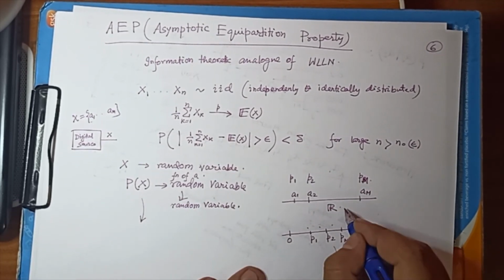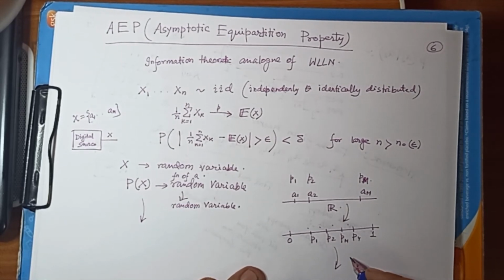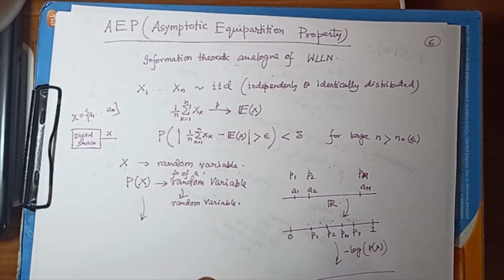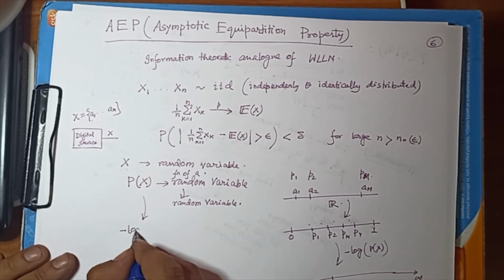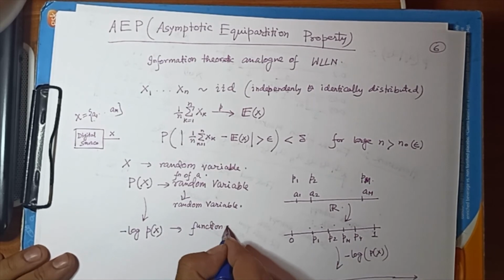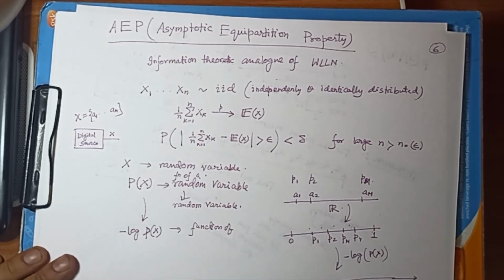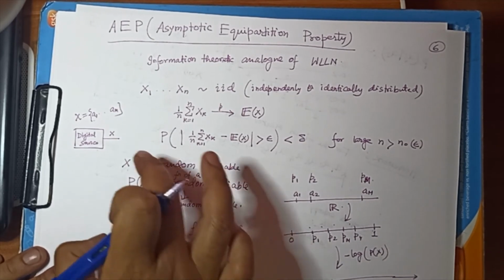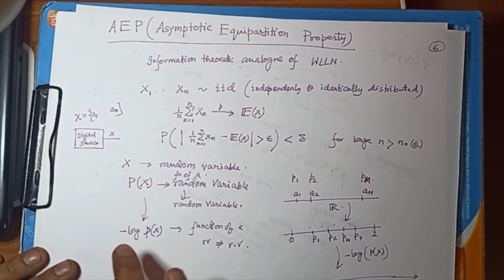Suppose from here I am mapping to here. Now from here I am taking minus log of that. So it will take some values, and the values will be between 0 to infinity. When some probability value is 1, then it will be 0, otherwise it will be large. So you take minus log of p(x). p(x) is a random variable, and minus log of that is a function of a random variable, which is also a random variable. And if they are IID, then they are also IID.